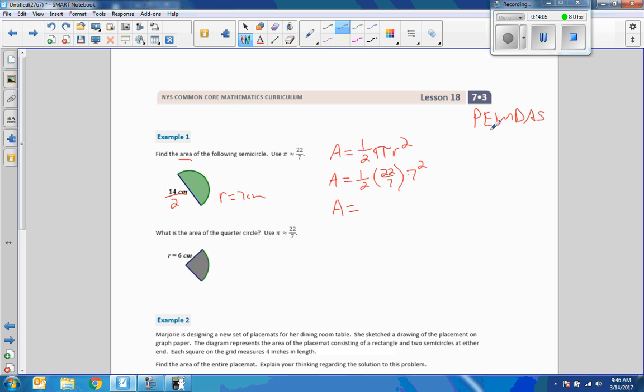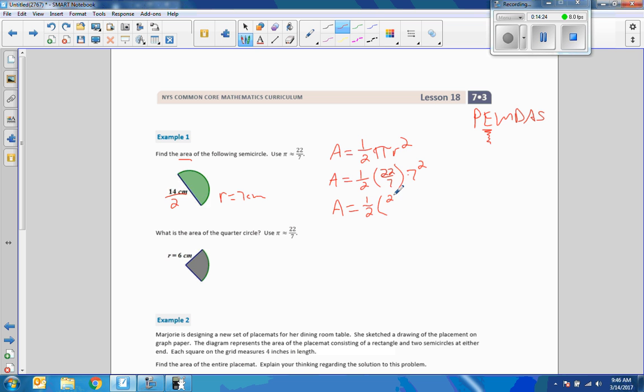PEMDAS says to do exponents first if there's no parenthesis operation. So I want to square this first. So before you do anything, get rid of that squared. And that would be 49/1 now, not 7/1. A little bit better.